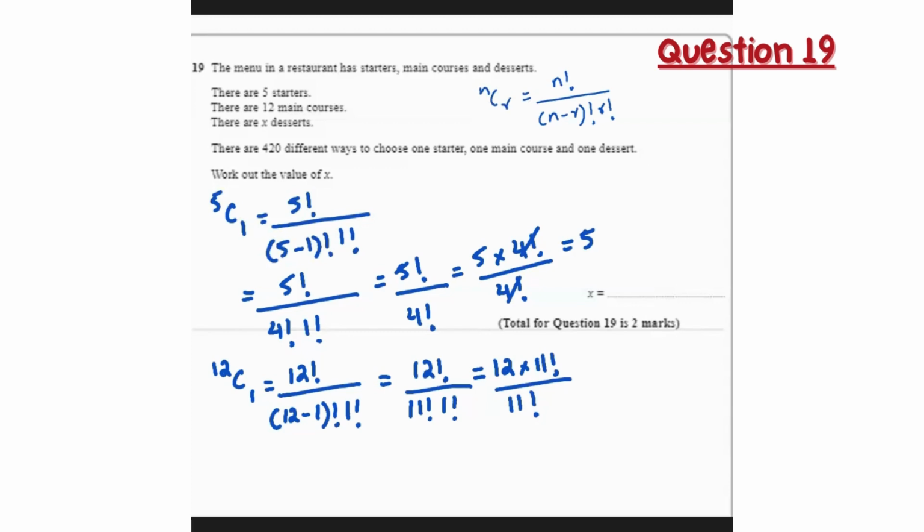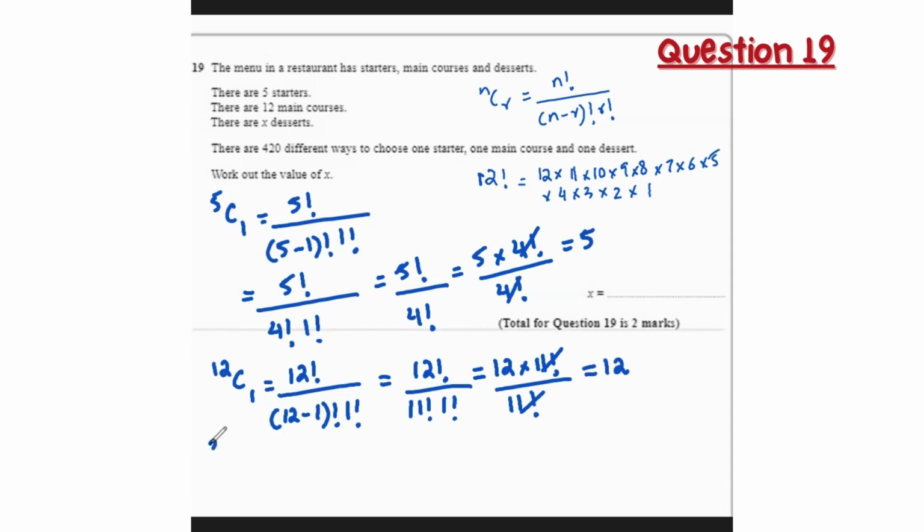If there's confusion about what I'm doing with the factorial, for example, 12 factorial is basically the same as 12 times 11 times 10 times 9 times 8 times 7, 6, 5, 4, 3, 2, 1. This is what 12 factorial represents: 12 being multiplied to each consecutive number before it till we reach 1. So over here, the 11 factorials get cancelled out again, and we're left with 12.